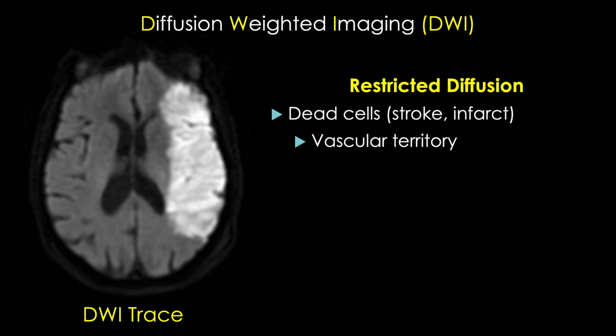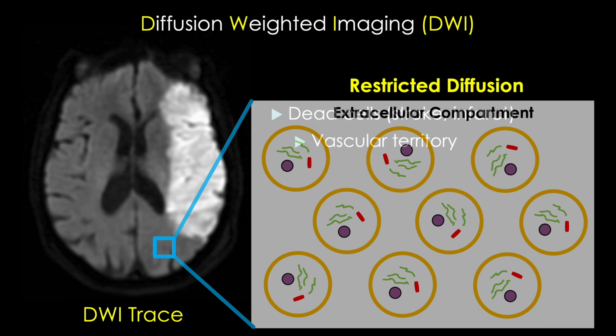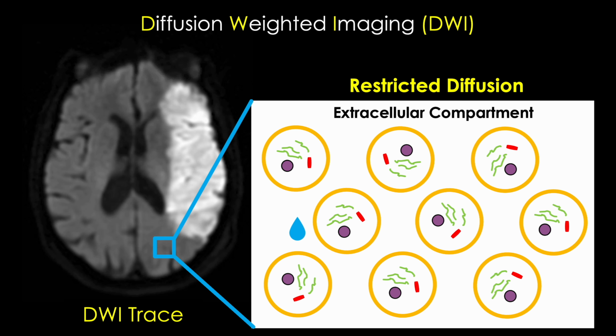If we could somehow zoom in on this area of the brain and look at the cells and their surrounding extracellular space, a drop of water might normally move about in a random pattern such as this.